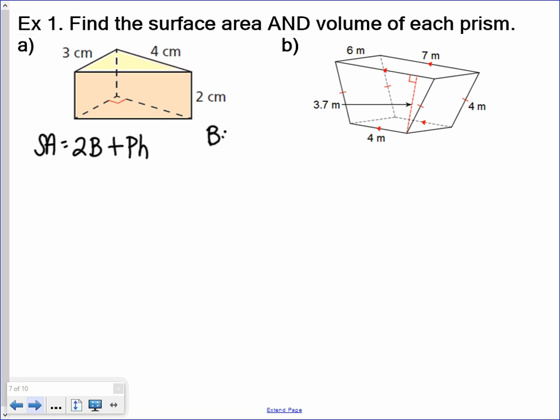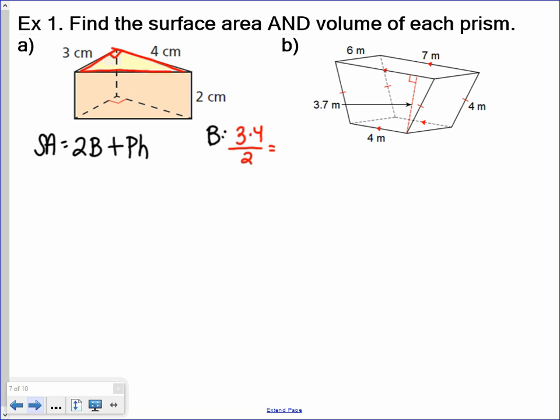Shape of the base in the first problem. Okay, those are triangles. So we have to go over here to area of a triangle, and we're going to find the area of those bases. So here's our triangle. But the area formula of a triangle is base times height divided by 2. So our base and our height are 3 and 4, and then divided by 2 gives us what?